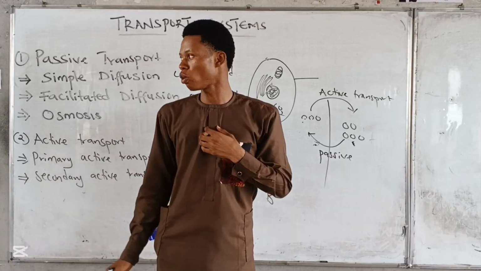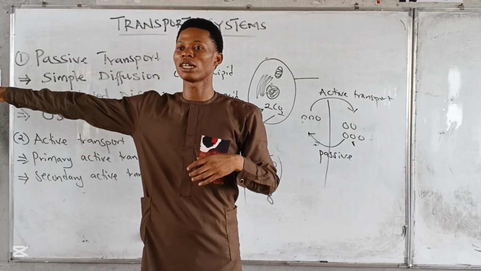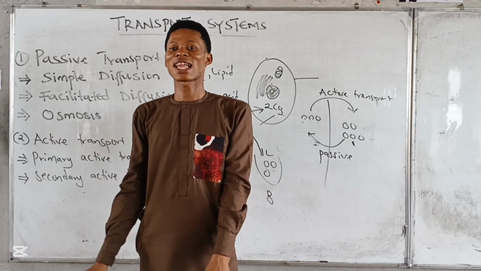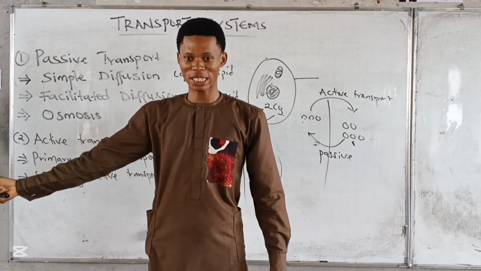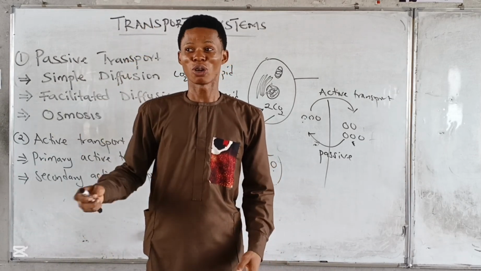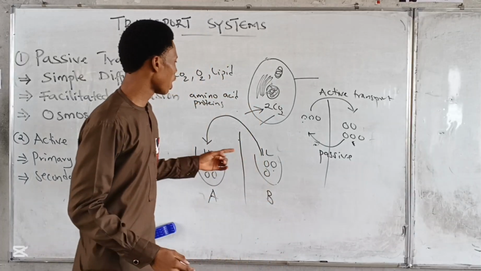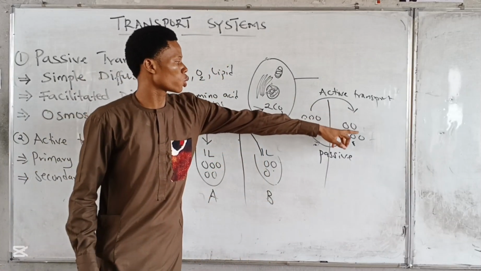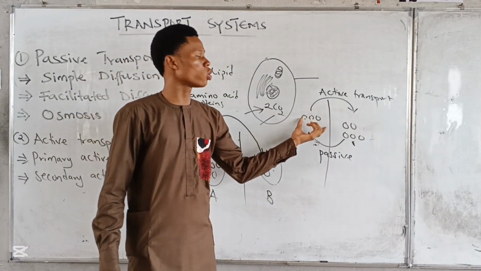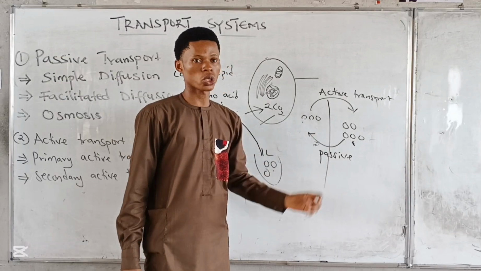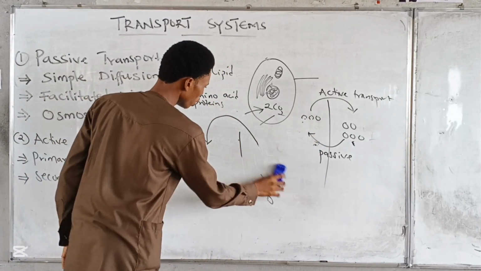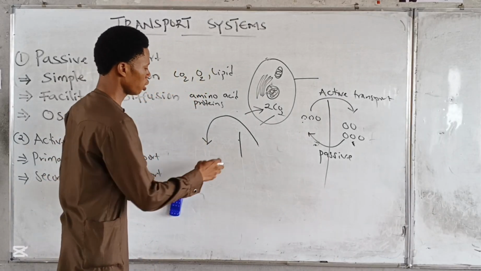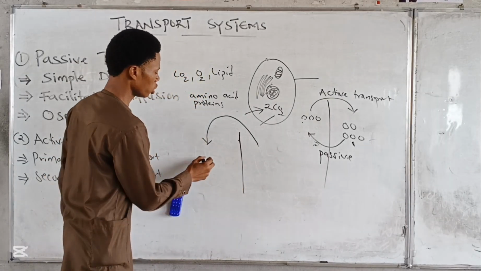And if you are going down and you don't want to add energy, you can just sit on that thing we used to play on and slide down. But if you want to come up, sit on that thing and slide up, you must add energy, is it not? Now, active transport. We are moving from low concentration to high concentration. And we said energy is required, right? Yeah. Energy is required.